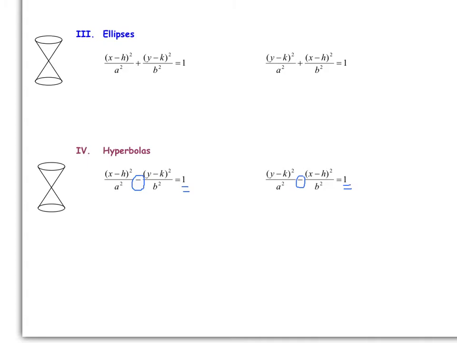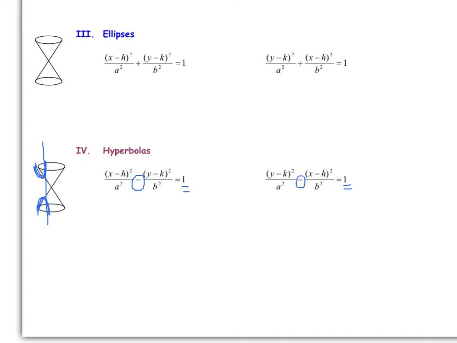How a hyperbola is made is if I cut this double cone vertically but not directly in the center, it's going to make almost two parabolas. It's going to make one here and one here. And so we call that a hyperbola.